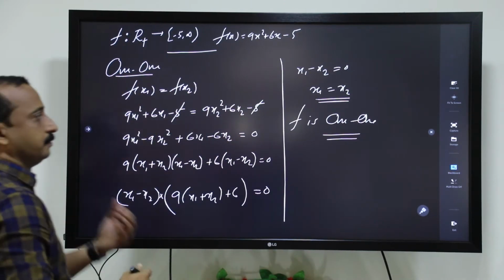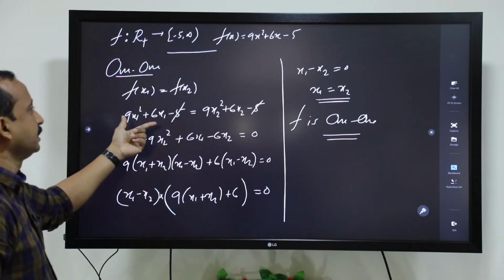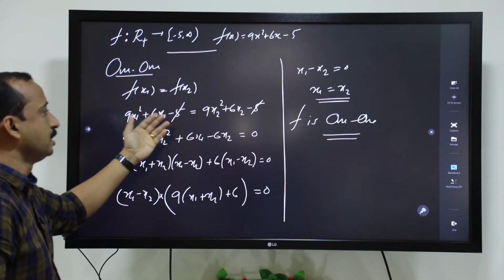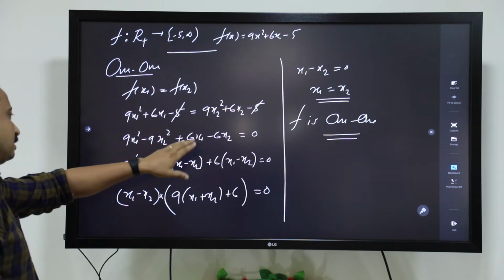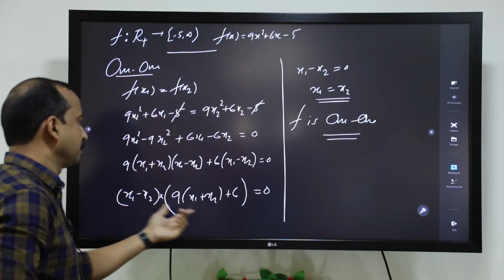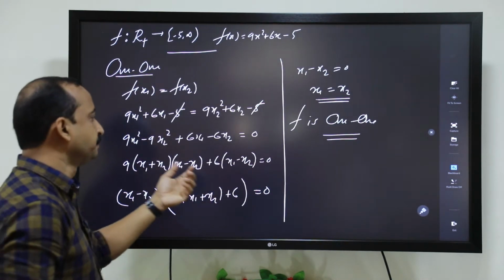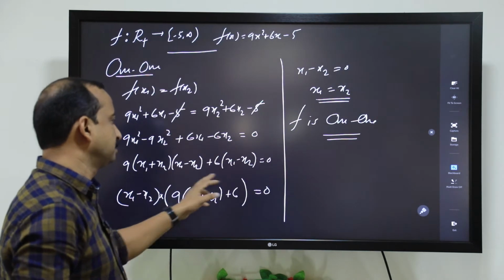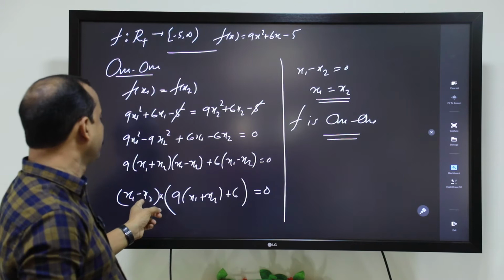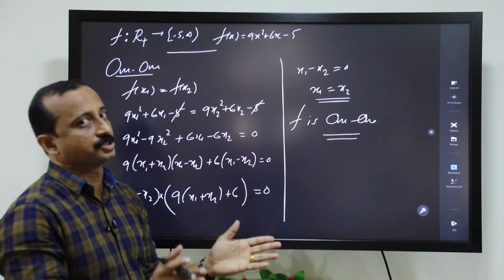Okay, now we prove it again in brief. First of all, you take f of x1 equal to f of x2, that is 9x1 square plus 6x1 minus 5 equal to 9x2 square plus 6x2 minus 5. The common term cancels, you take all the terms from the right side to the left, then you take the common factor x1 minus x2. Here the product of two terms is 0, either the first factor equal to 0 or the second factor equal to 0. The second factor is not equal to 0 because it's a positive quantity, since x1 and x2 are two positive real numbers. And therefore using the first factor equal to 0, we get x1 is equal to x2. That means our function is one-one.